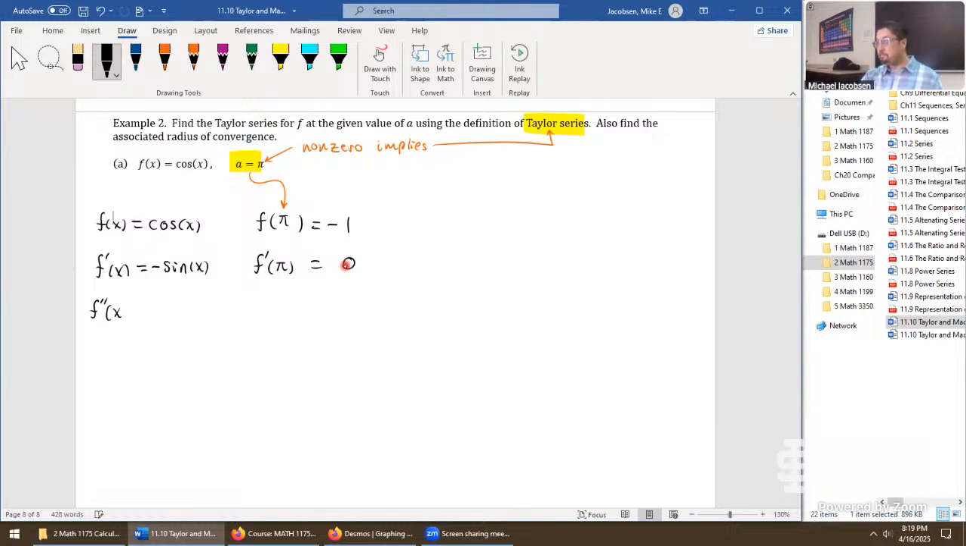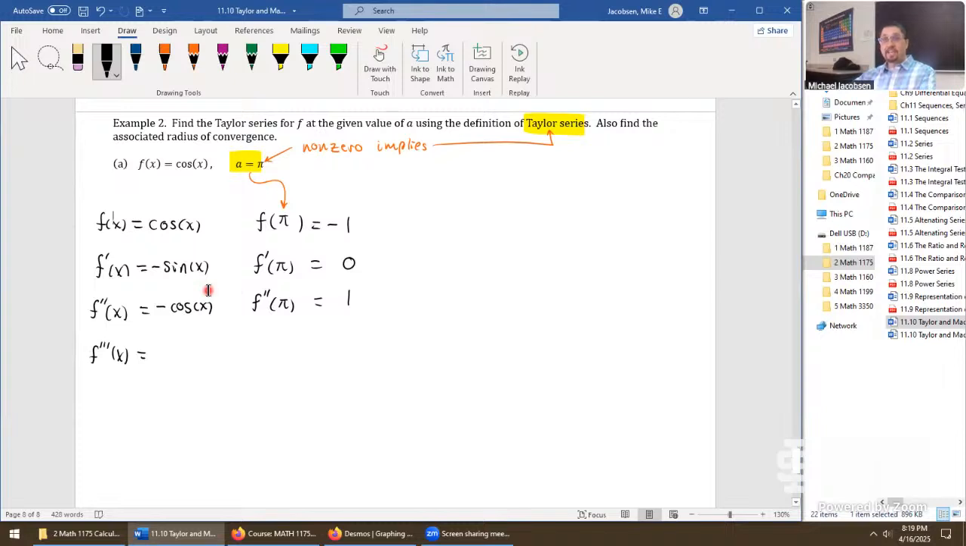F double prime, derivative of negative sine x is negative cosine x. So F double prime at pi is not -1, it's negative of -1. We have something new in the pattern we're seeking. It's not a simple 1, 0, 1, 0, also alternating at the same time. So it's getting more and more built up as we go. Because this is alternating, and because the pattern looks like it's going to be difficult, I would say fifth order derivative at minimum is a good idea for this one. So let's keep on climbing higher.